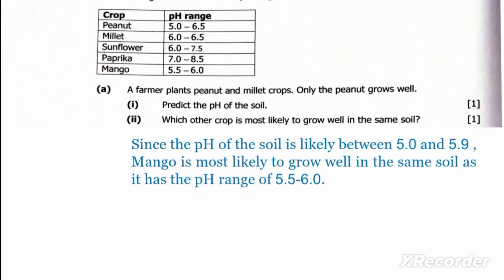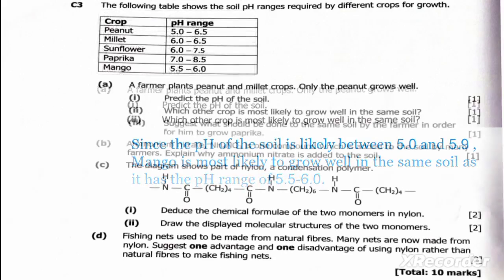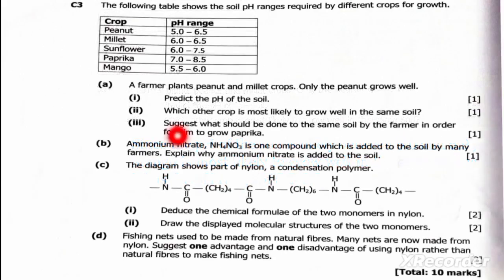So according to the pH given in the table, we have seen that mango is the one that is most likely to grow under this pH, according to the prediction we gave in the previous question, which is question A, Roman numeral 1. Okay, so our answer here is mango. We move to the next question.